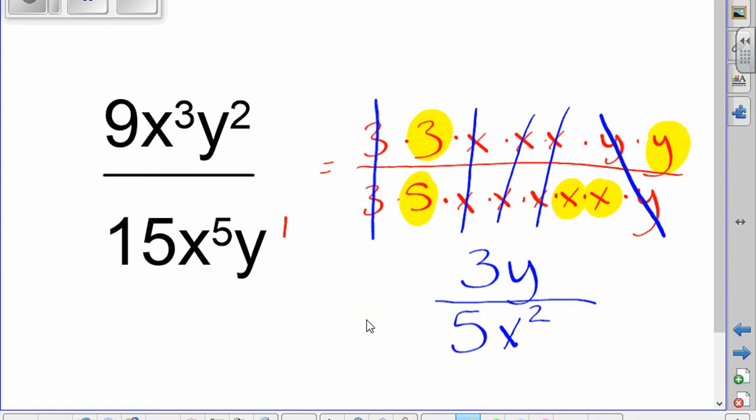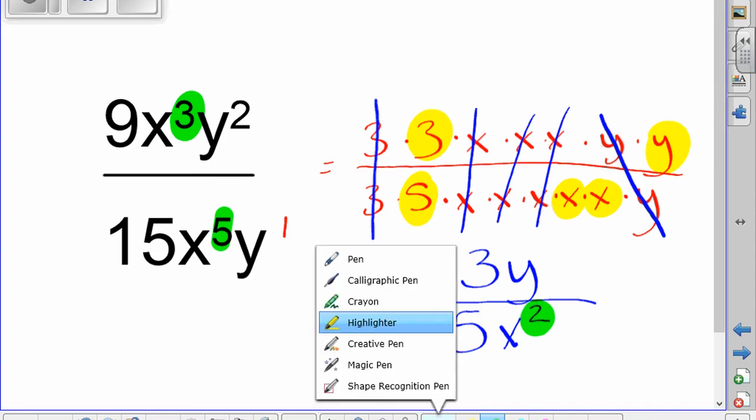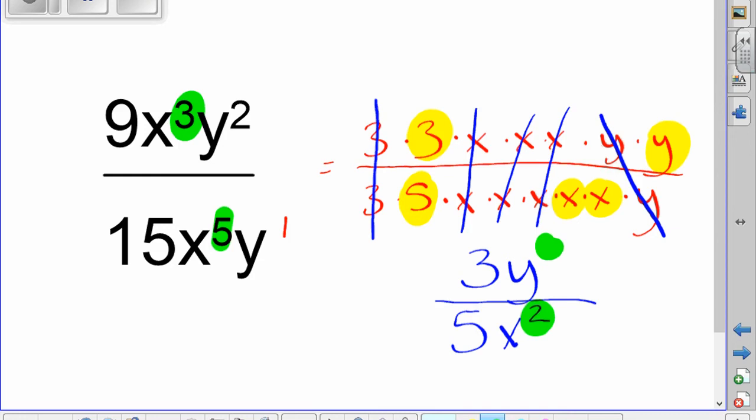Now, if you wanted to do it with the exponent way, again, if I look, there's 3, there's 5. Now, I can't do 3 take away 5 unless I want a negative number. So if I reverse and do 5 take away 3, 5 take away 3 is 2, but it goes on the bottom. For the y, 2 take away 1 is 1. Now, I didn't write a 1, but if I were to write a 1, it would go right there.